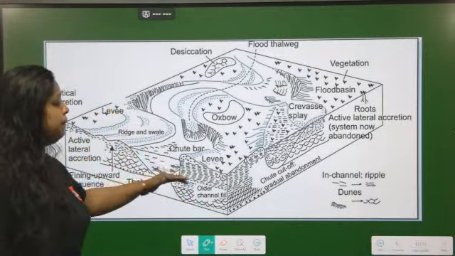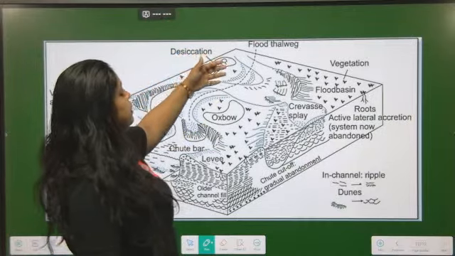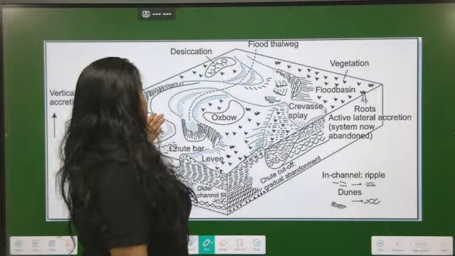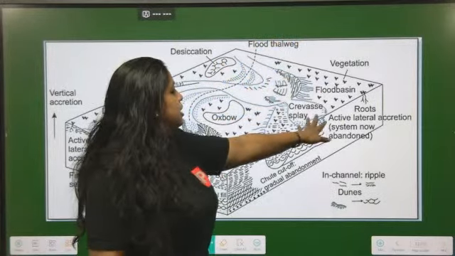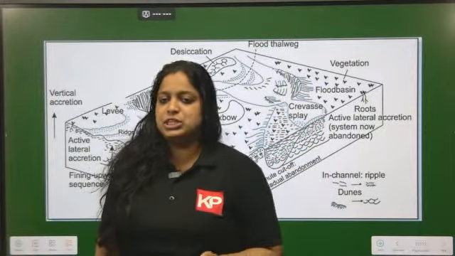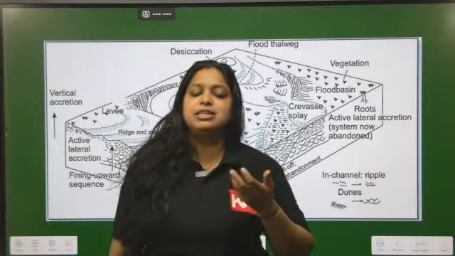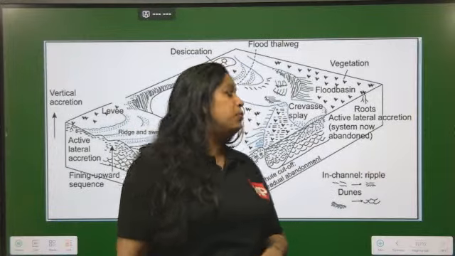What is a chute bar? What is an oxbow lake? How is a desiccation crack associated with a meandering channel? Flood talweg. What does the term talweg define? The crevasse splay terminology: how does crevasse splay deposition have a coarsening upward succession? That is also a very important point.